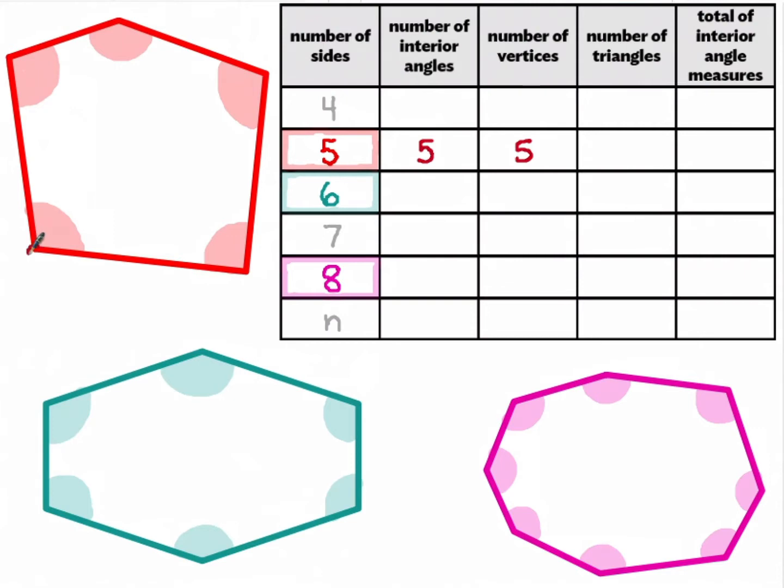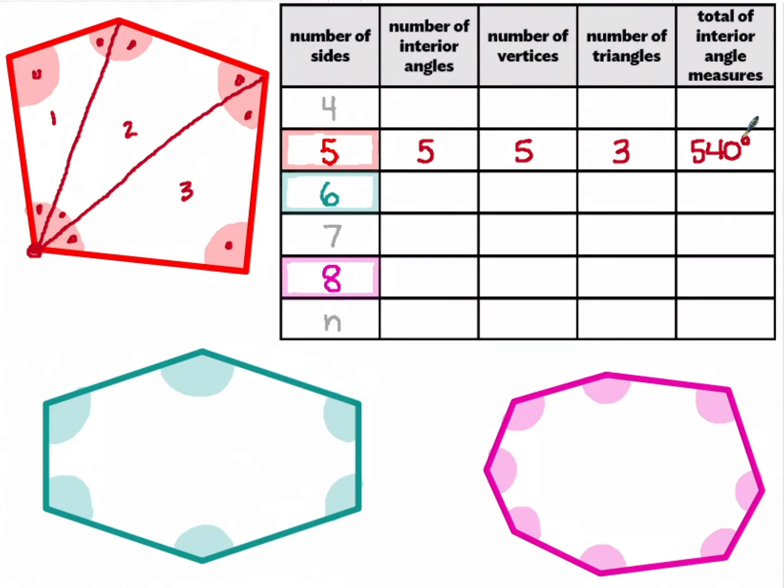So what we do is we pick one vertex and we start connecting to another vertex so that we split it into triangles. And you can see that I have 1, 2, 3 triangles that I've made here. And why would you do that? Because if you were talking about those 5 angles in the pentagon, well, that would be the same as adding up the 3 angles in each triangle. And each triangle is 180 degrees. So if we take 3 times 180, we get 540 degrees. And that is the sum of the 5 interior angle measures for a convex pentagon.